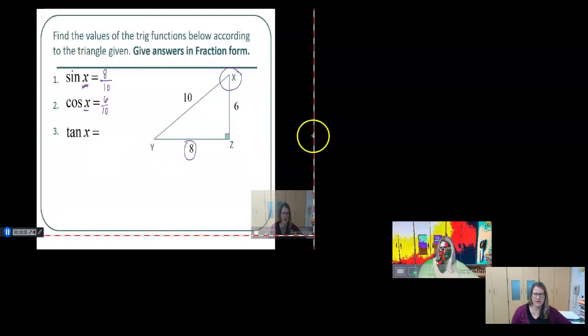Tangent of x is the opposite side over the adjacent side. So here's x. The opposite side is 8 and the adjacent side is 6.